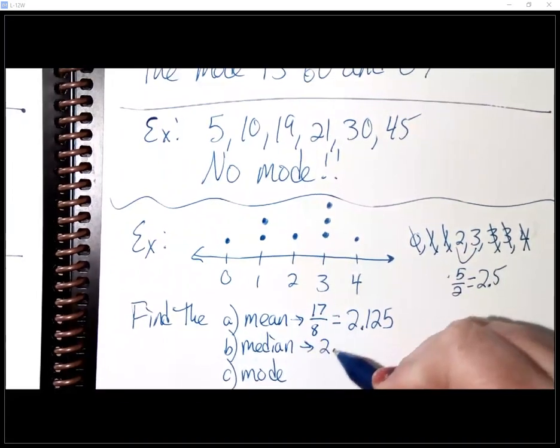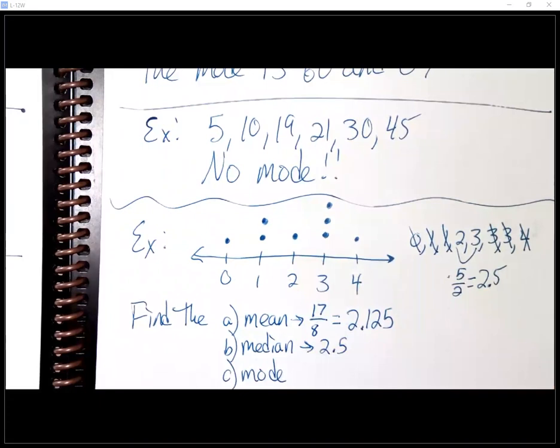And then the mode is super easy to find from the dot plot itself. What's my mode? 3, perfect. Does that make sense? And I forgot about the range, but the range takes 2 seconds. Does anybody remember what the range is?